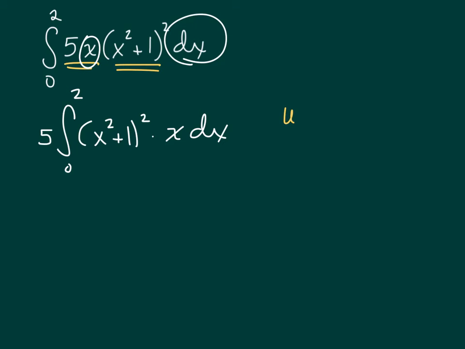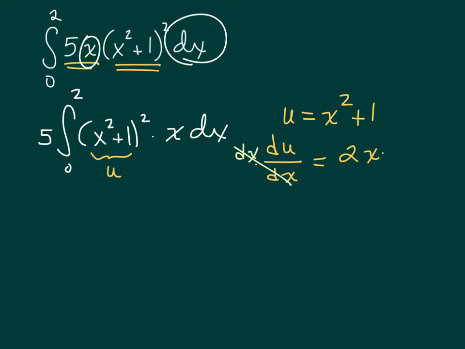So the inside is x squared plus 1. So in other words, I'm going to substitute that as u, because it's going to be easier to take the antiderivative. So over here, I take the derivative of this function with respect to x, which would be 2x. And I can multiply both sides by dx to cancel the dx. So I end up with du equals 2x dx.